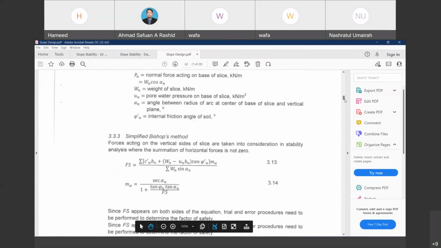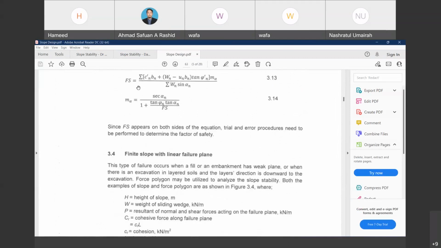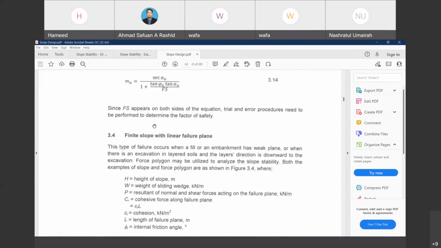Okay. Slightly different from Das and Dr. Nuli's reference book. In this case, Dr. Kamaruddin used force polygon methods. So we see what is the difference. I will share with you these notes and example later on.